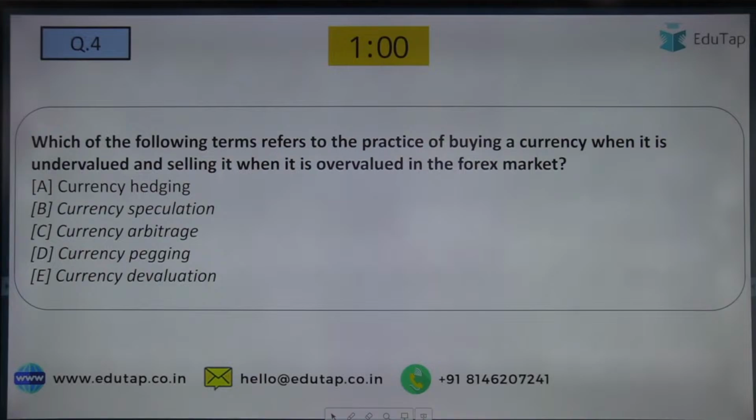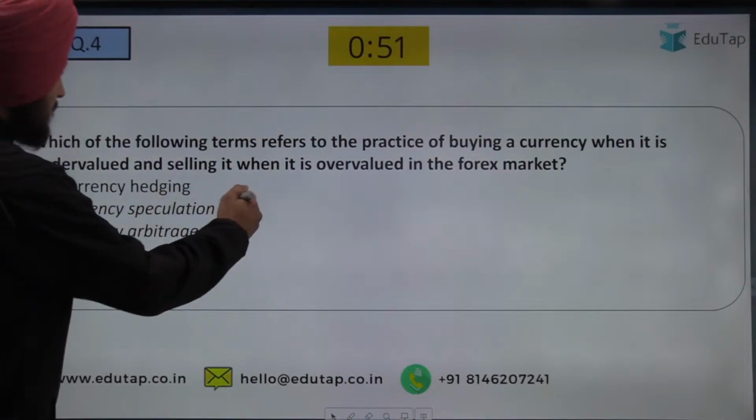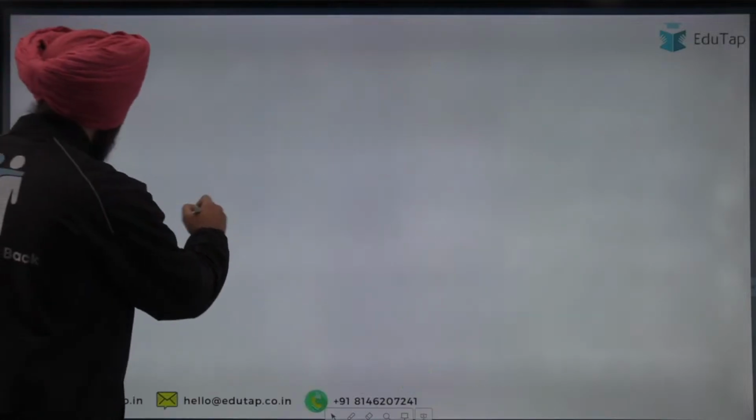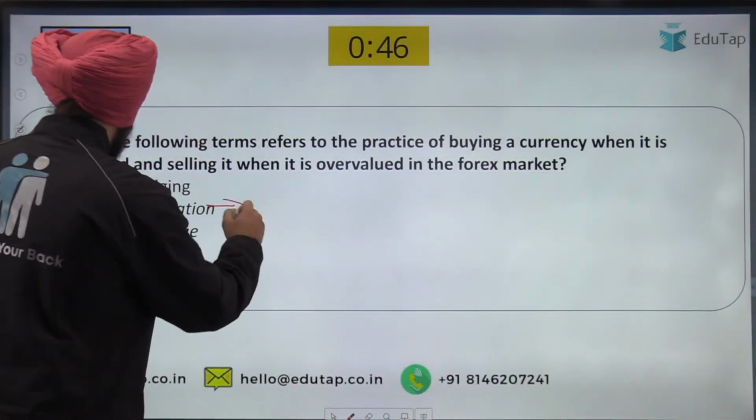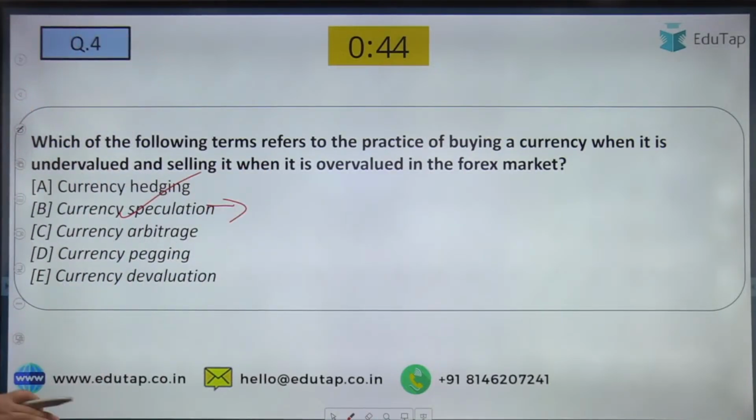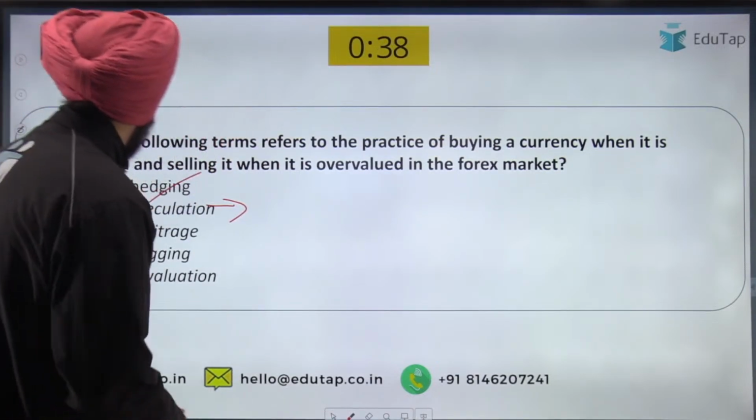So if we talk about hedging, we know that hedging involves reducing risk by offsetting potential losses from exchange rate fluctuations. Whereas speculation refers to the practice of buying a currency when it is undervalued and selling it when it becomes overvalued. So B is going to be the answer to this question. Very straightforward question, and I hope it is clear to you. Fine. Now let us move on to the next question, which is question number 5.